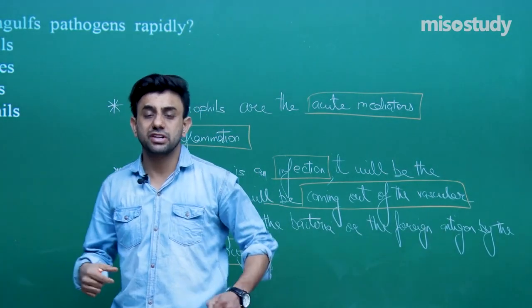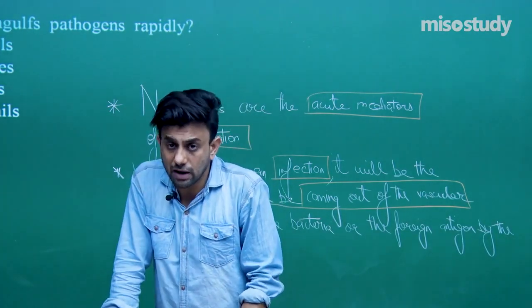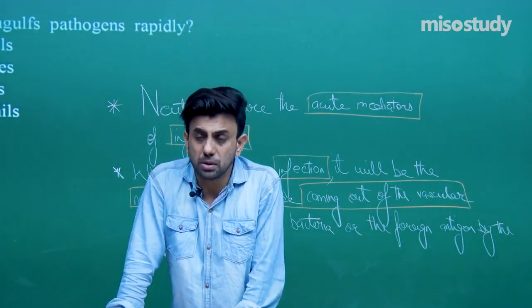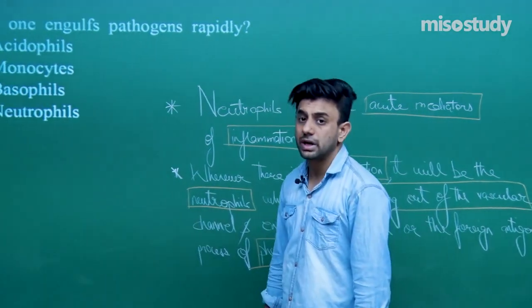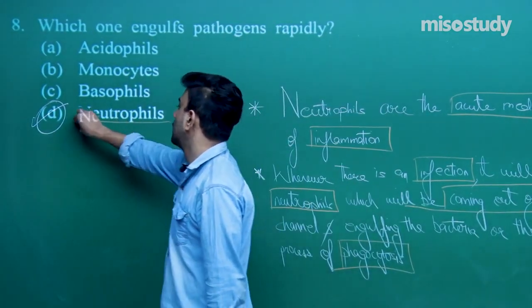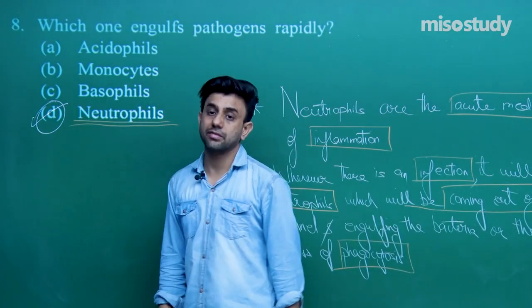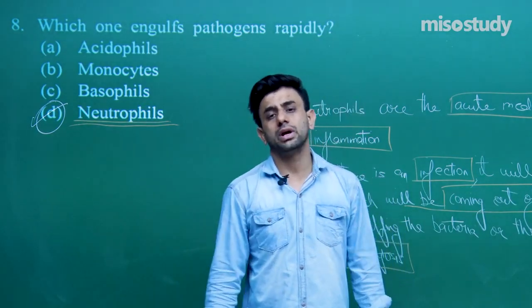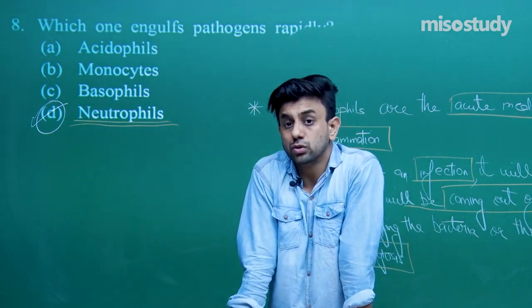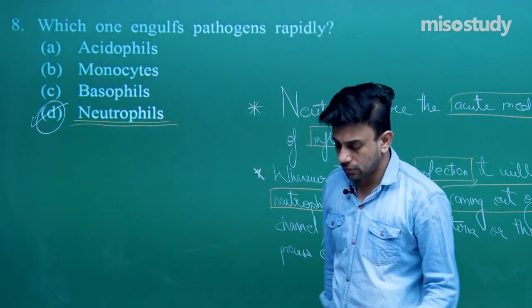Okay, later on the lymphocytes and all also play a major role, but initially it is what? Initially it is a neutrophil, and these are neutrophils which have granules in their cytoplasm, right.